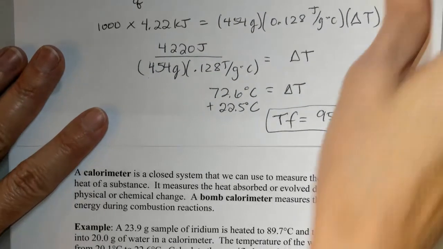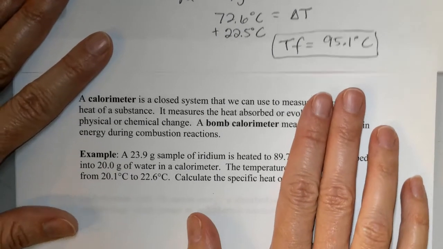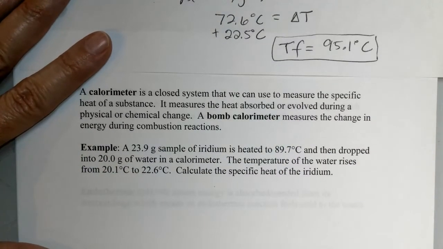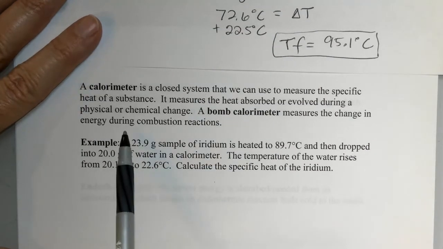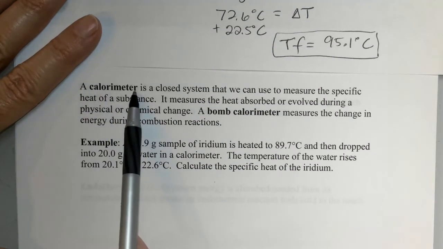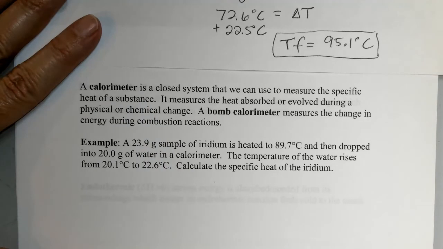So in this example here, looking at a bomb calorimeter, that just means we're going to do a combustion reaction inside the thermos or whatever you want to say. So a calorimeter is a system rather than a specific substance.